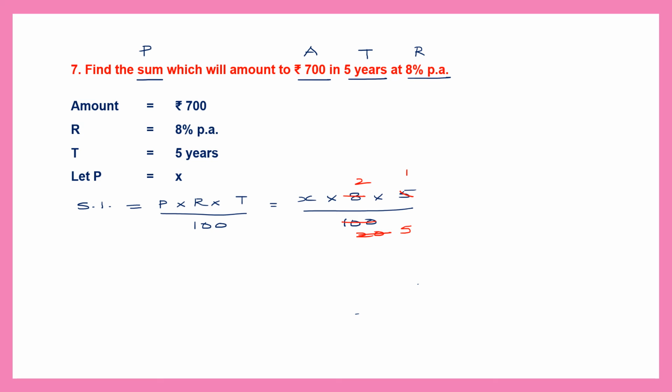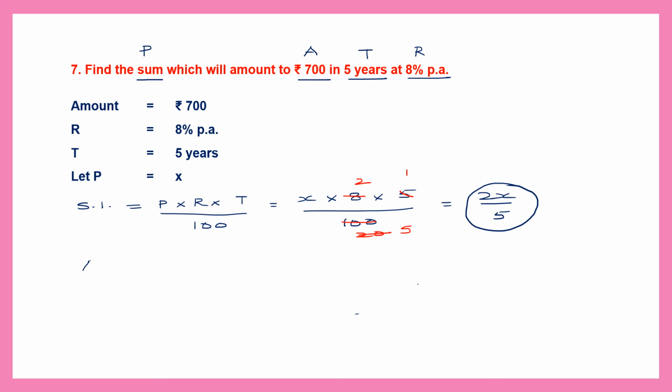So here what do we get? Here 2 into X is 2x by 5. So this is how we've got the simple interest. So 2x by 5 is the simple interest. Now we have to find the principal. We have the simple interest. Let's find the principal. You need to think very carefully which formula to use to find the principal.